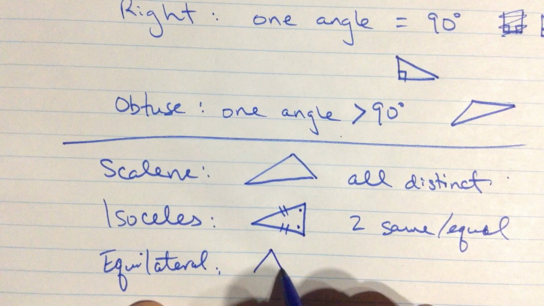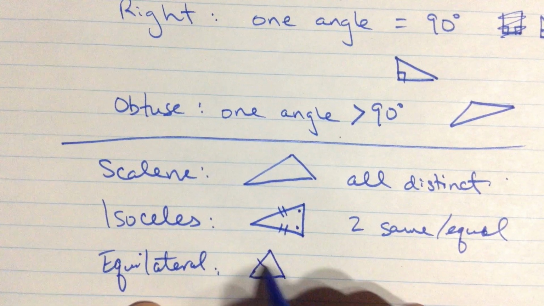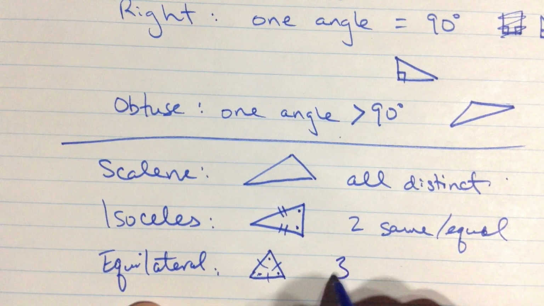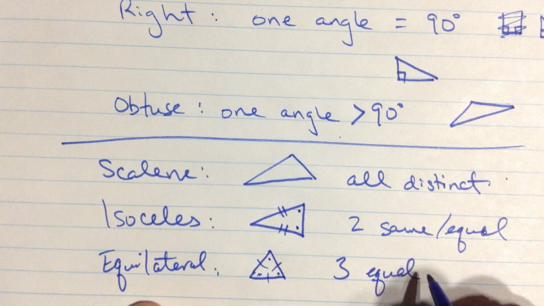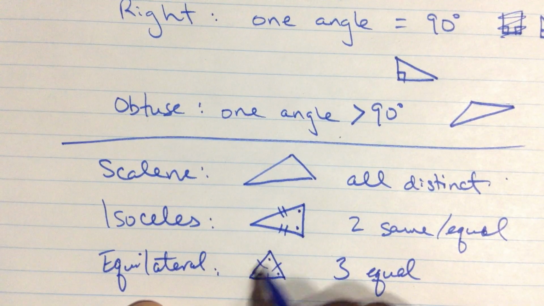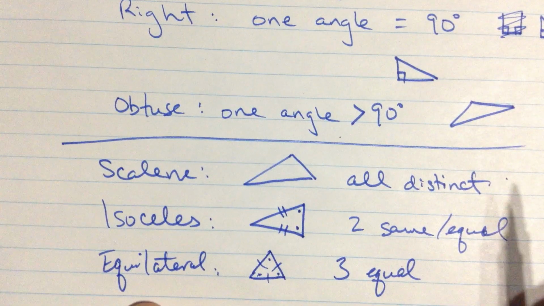And the equilateral one is a lovely triangle that looks like this. All three sides are the same. All three angles are the same. All three are equal. The angles are all the same, and therefore they must be equal to 60 degrees.